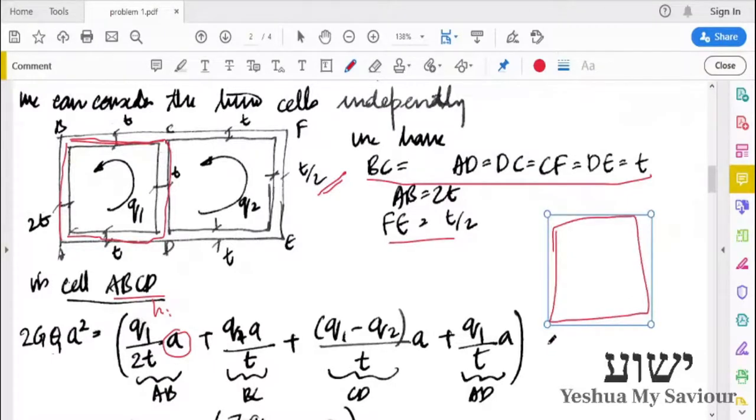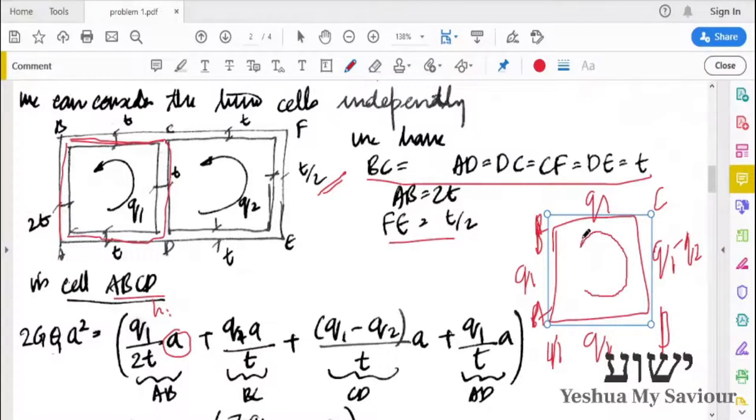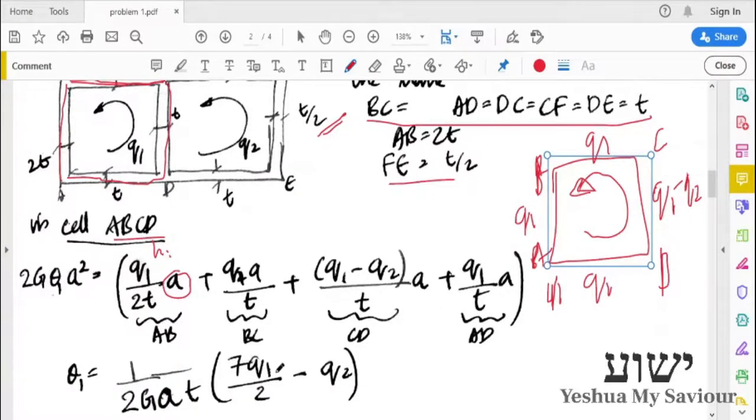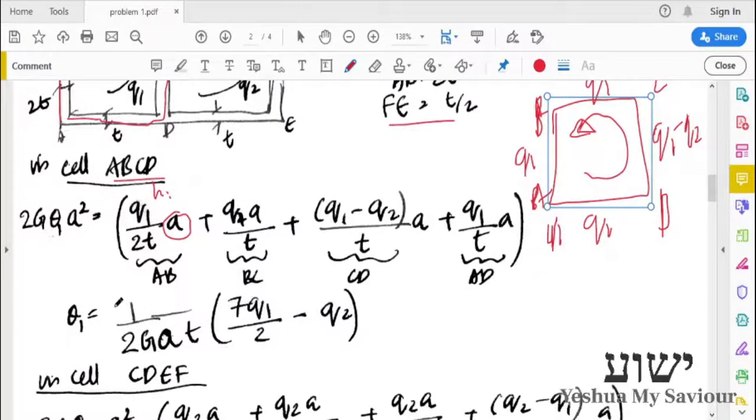I consider this cell alone. On AB, I have Q1. This is also Q1. Here I have Q1, and here I have Q1 minus Q2, because this is the boundary between the two cells. So AB is Q1 by 2t, the thickness, into A. This length is A. For BC, similarly, Q1 into A by t, because the thickness is t. For CD, it is Q1 minus Q2 by t into A. And we'll consider it in the direction of flow. So this is the direction of flow. Just simplifying or grouping up the terms, we get 7 by 2t Q1 minus Q2 by t, and this equals 2G theta 1 A square.